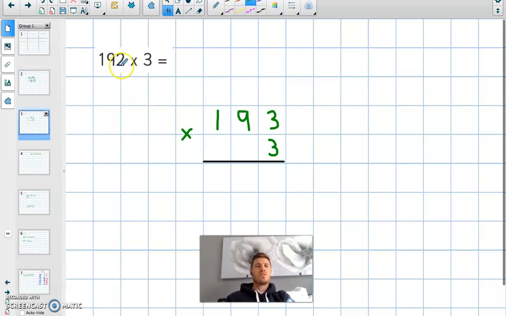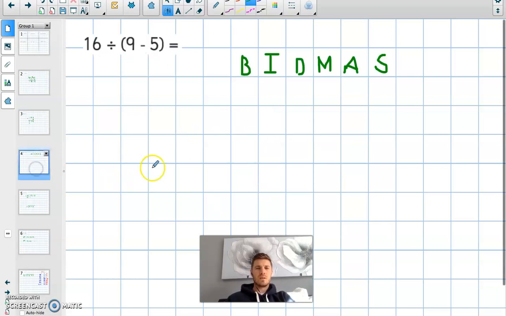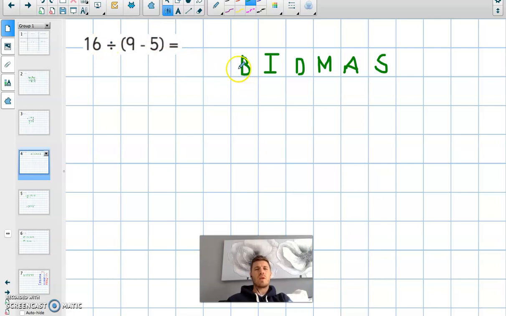Okay, 192 multiplied by 3, put it into a formal method and start multiplying from the smallest digit. 3 times 3 is 9. 3 times 9 is 27. And 3 times 1 is 3, and add the 2 is 579.